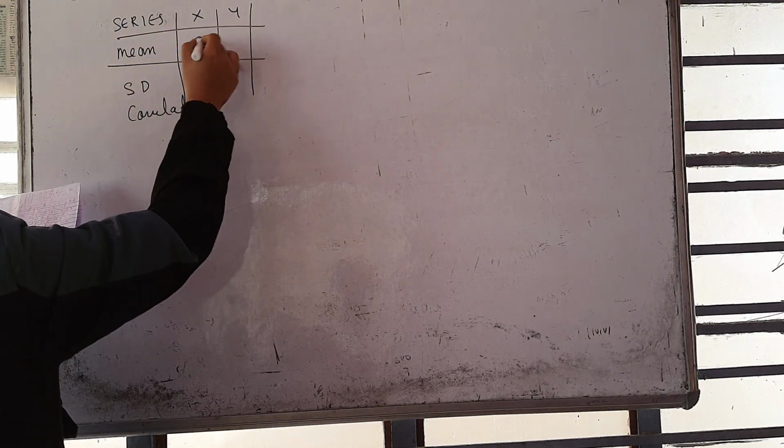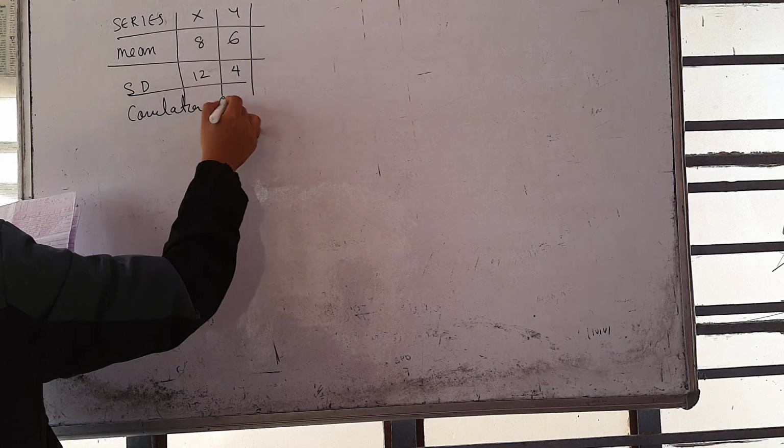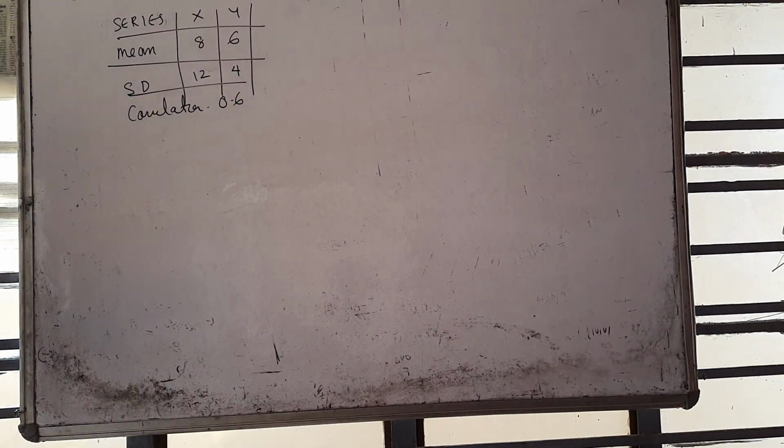Okay, everyone, bear with me. We are about to complete. 12, and this is 4. This is 0.6. This is given to us. So this is a typical type 2. What is it, everyone? Type 2 of regression.